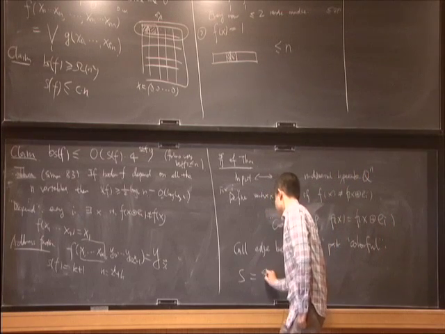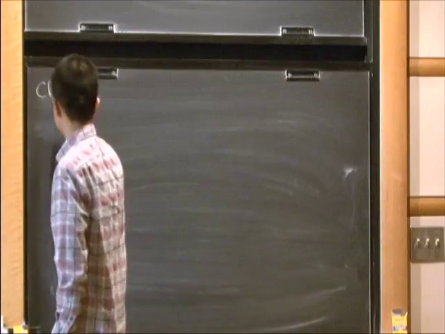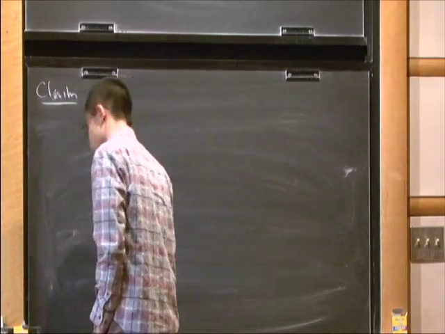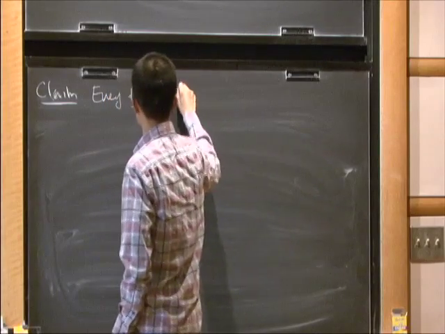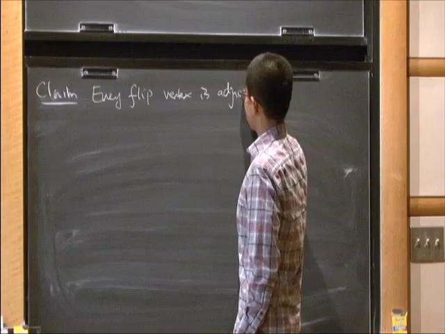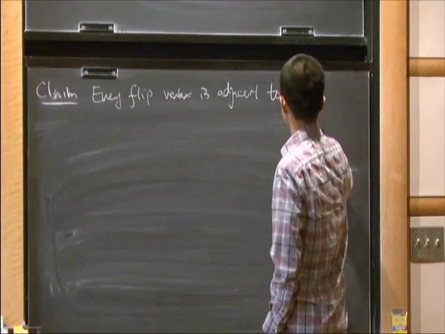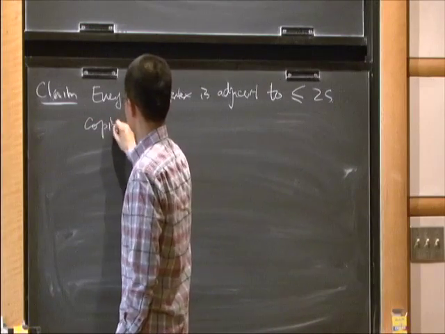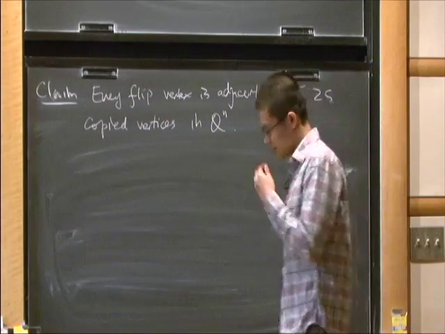So now let S equal S of F. The first claim is that every flip vertex is adjacent to at most 2S copied vertices in the hypercube.